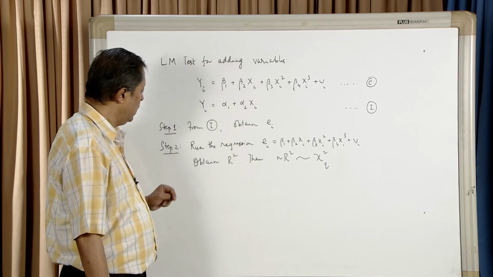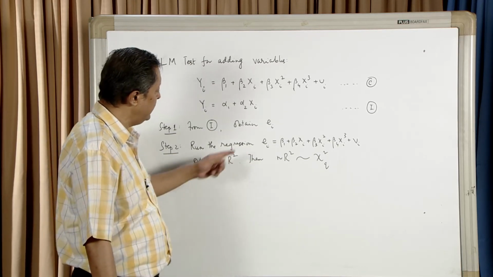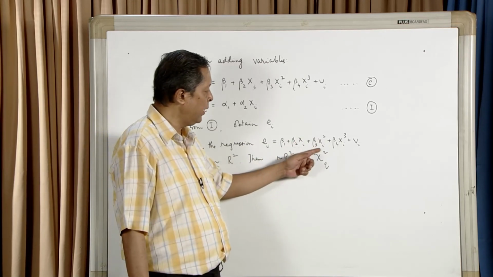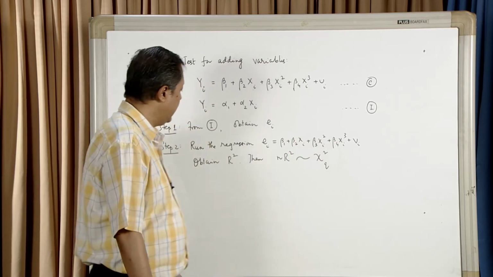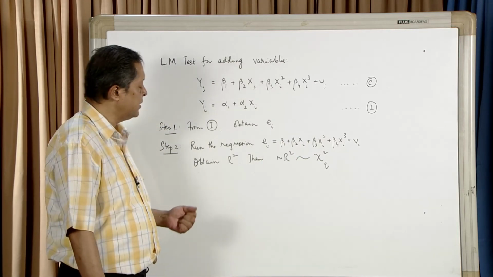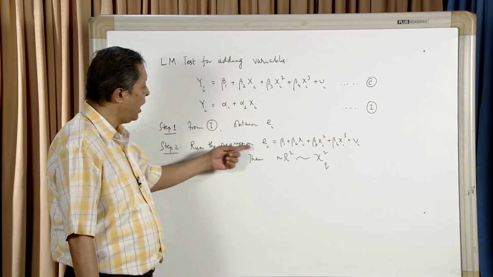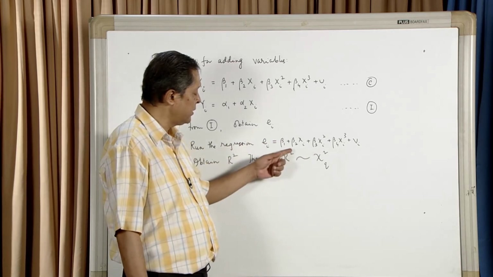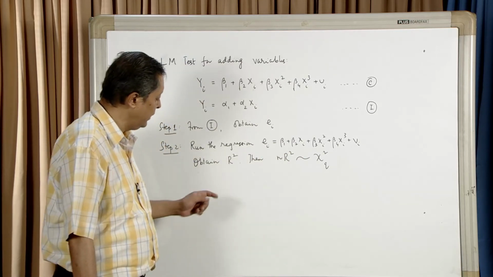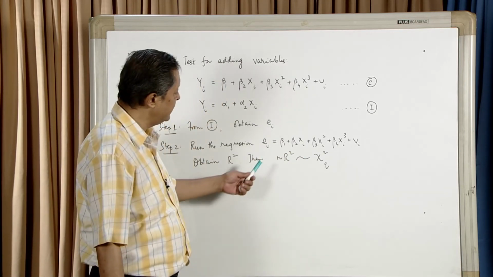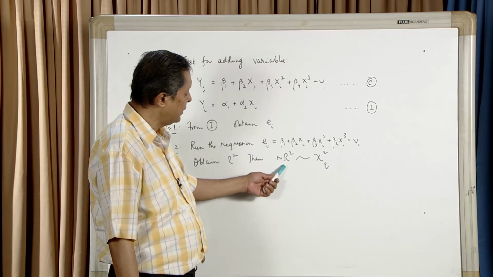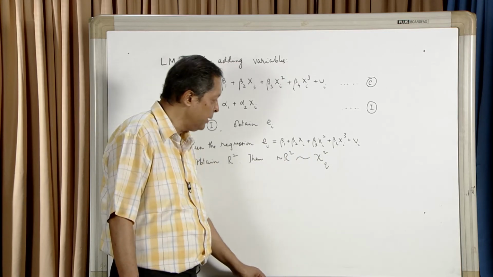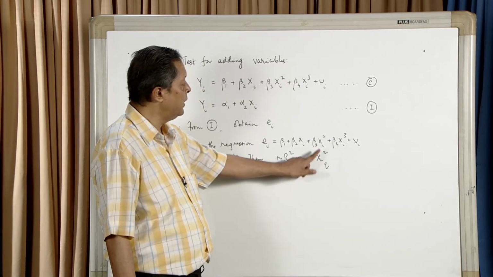Then in step 2, we run an auxiliary regression where ei is regressed on all the variables in the model, that is xi, xi square and xi cube. And we use a very important test statistic, that is we obtain R square, the square of the multiple correlation from the second step regression, that is the auxiliary regression, and then we use the test statistic, that is n times R square, which asymptotically follows a chi-square with q degrees of freedom. What is q? Q is the number of variables omitted.